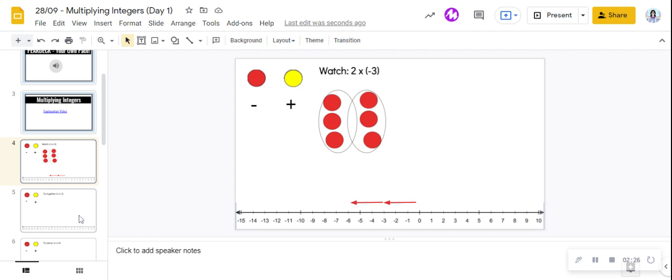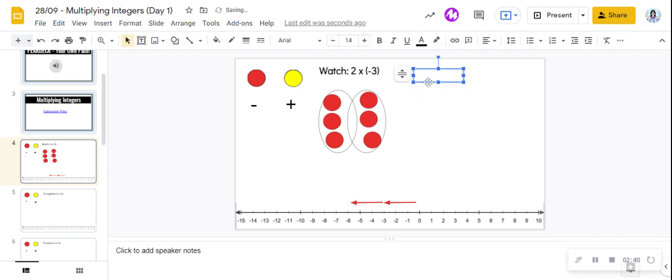So I would like you to try the next 2 slides on your own and demonstrate the multiplication of those expressions and actually give me the answer too. So you're going to have to enter a text box and just give me that answer of equals. So this one equals negative 6, just so I know that you have understood what the sign of the integer is for the answer. I hope that makes sense.